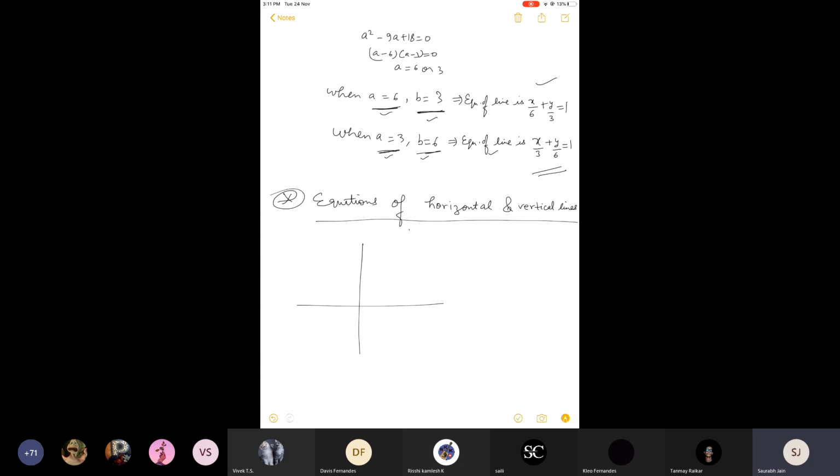Do you remember? Can anyone tell me what will be the equation of this kind of line? This is a horizontal line, and what will be the equation of this type of line? This is a vertical line. Do you remember anything? Can anyone tell me what will be the equation of a horizontal line?